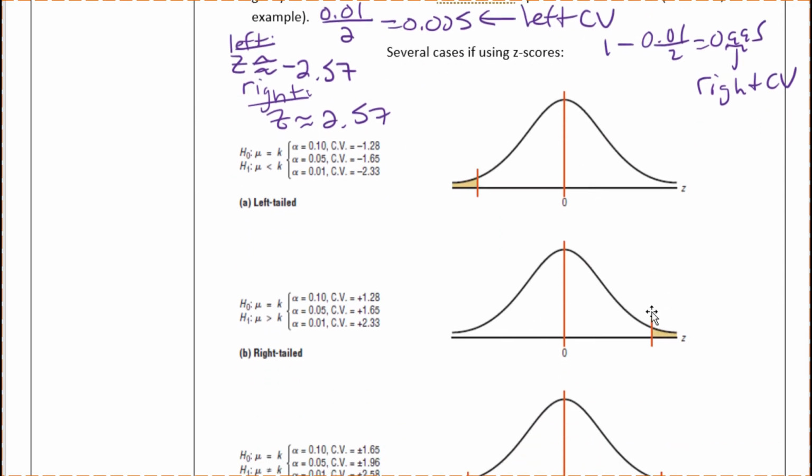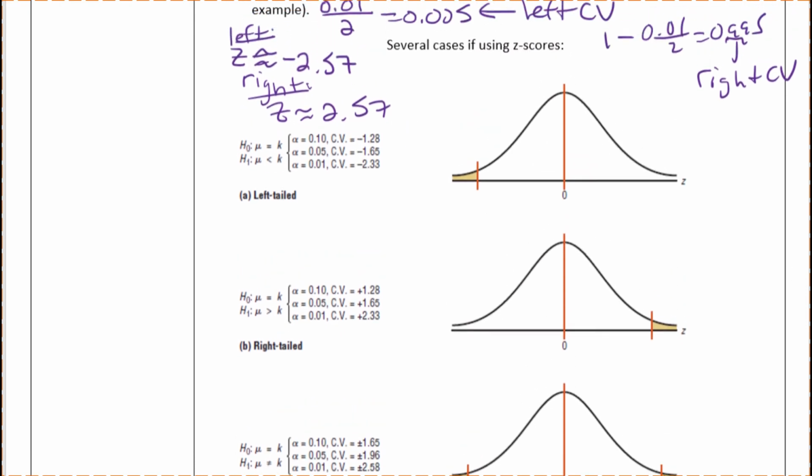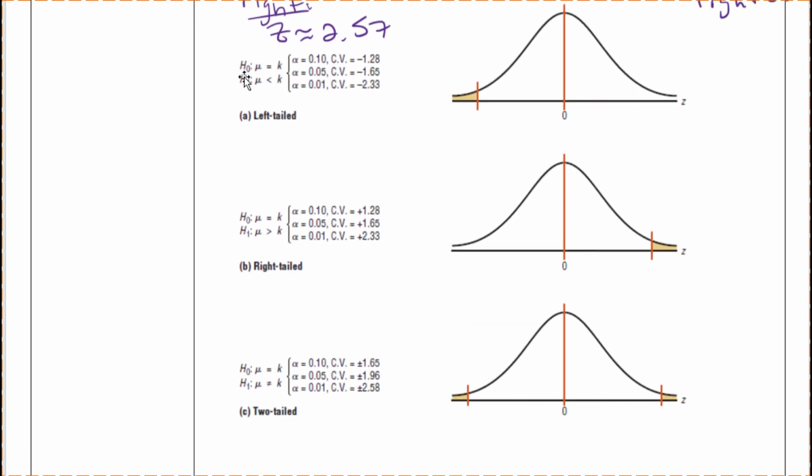In the figure here, these are several cases that you can use. If we have a left-tailed test, then this is how our bell curve will look, and we have a cutoff right here. This right here is my alpha.